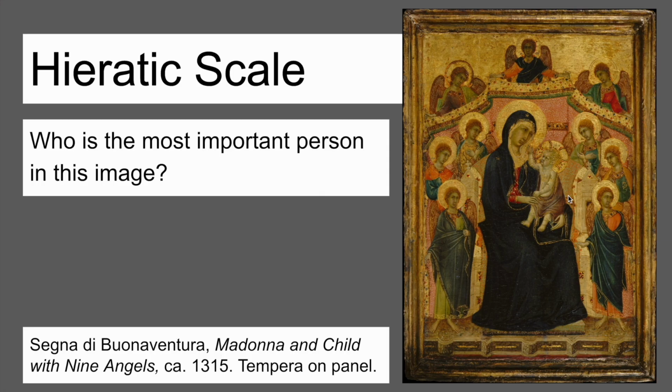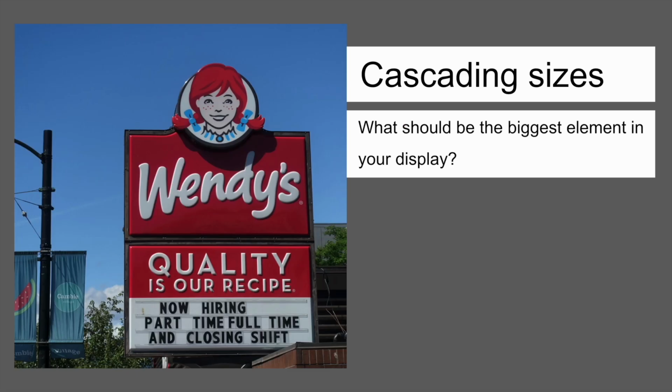The first concept is what we call hieratic scale. When you look at the painting, you say, who is the most important person in this image? Well, it's the Madonna in the center. The medieval painter made her larger than everyone else on purpose so that you would understand that she was the most important person.